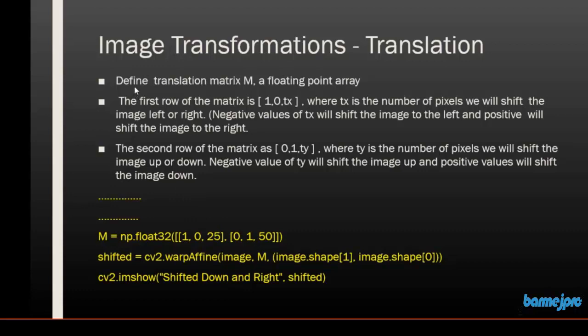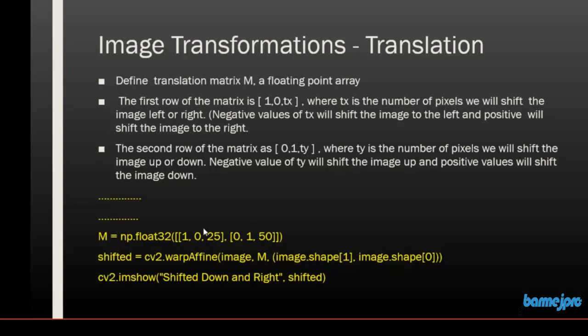Before we proceed, we have to define a translation matrix, which is actually a floating point array. Here in this line, we are defining a translation matrix. It's nothing but the x and y values along which the translation should be done. The translation matrix will have two rows. The first row will have the changed x value and the second row will have the changed y value.